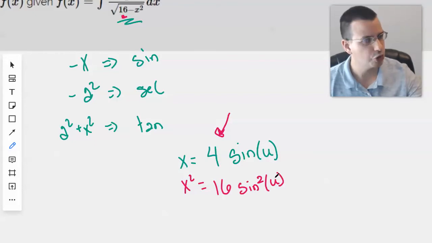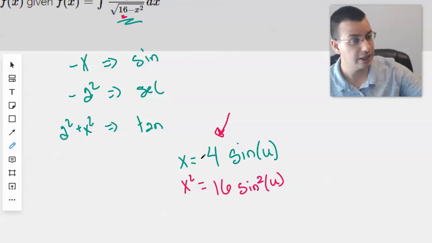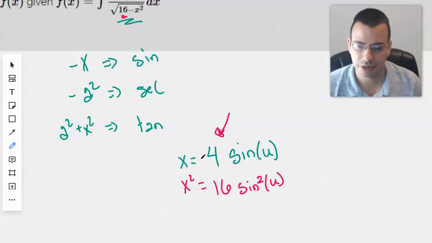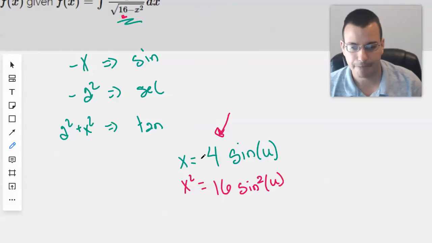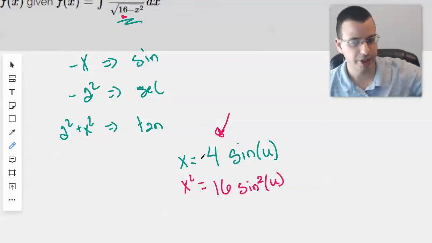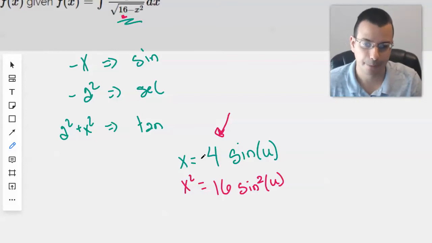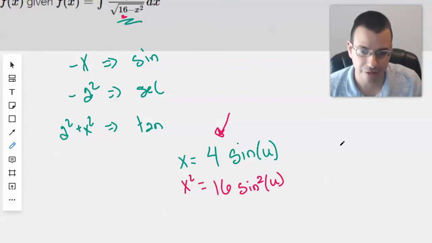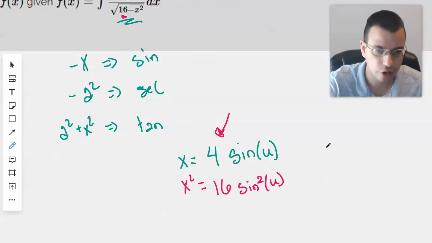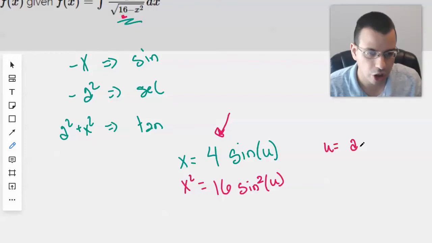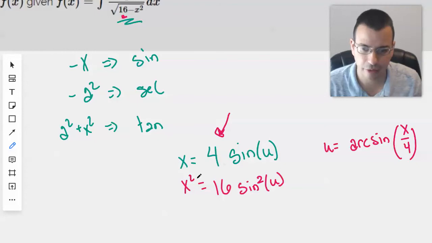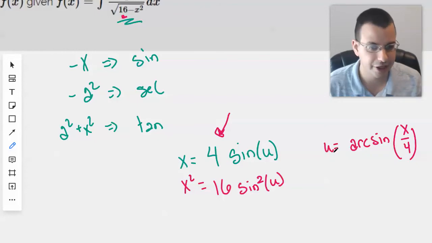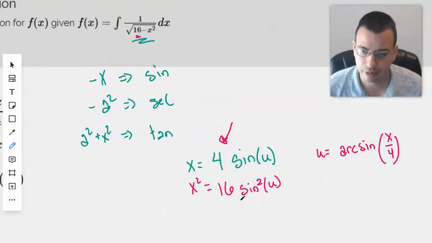This also seems a little bit backwards from normal, because normally you say u equals this. With inverse trigonometric substitutions, inverse trig integrals, x equals something involving u. But then we're also going to want to solve for u. So u equals arcsine of x over 4. You take the 4, move it over, take the arcsine of both sides, and you get u equals arcsine of x over 4. Okay?